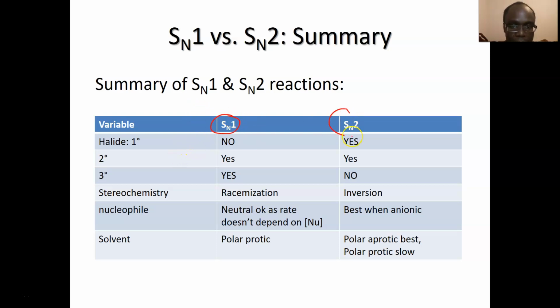SN1 versus SN2. Will a primary halide do SN1? The answer is no. Why? Because you're going to get a primary carbocation, which is unstable. The most stable carbocation for this class, because there are other more stable carbocations, if that's correct English, is tertiary. But for you guys, we know it's the tertiary. So the tertiary will want it. Secondary will also do SN1, but not primary.